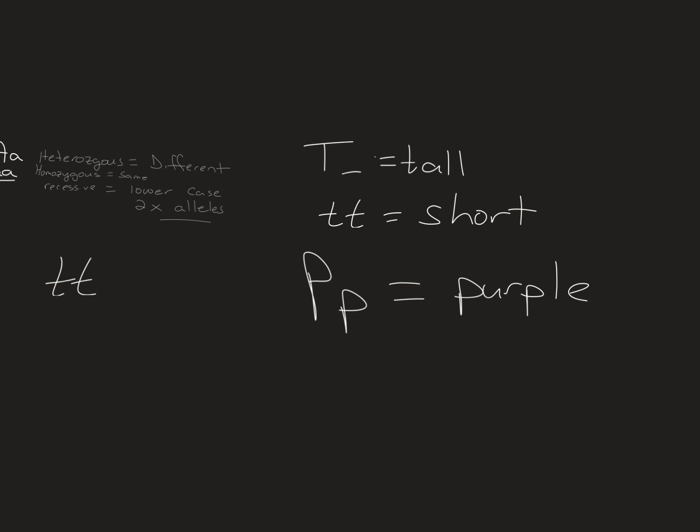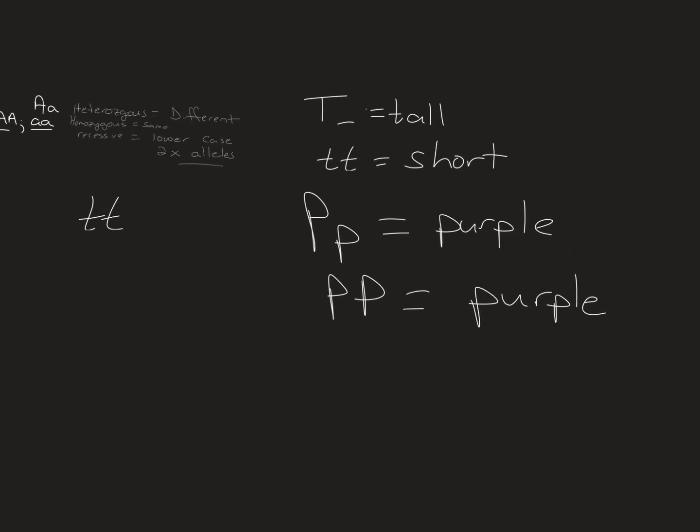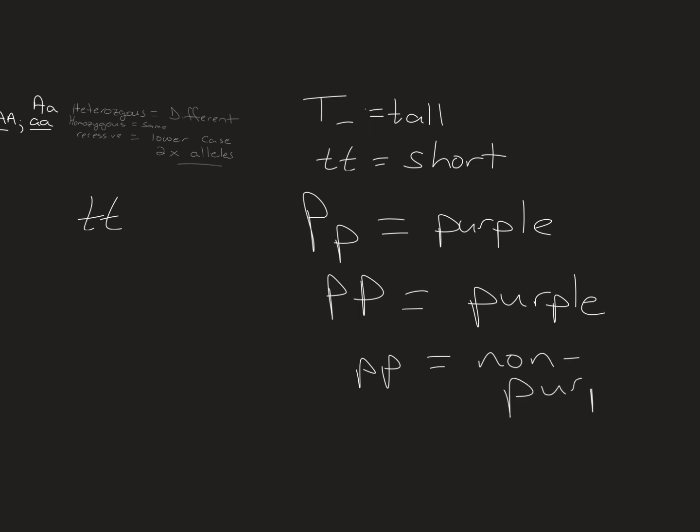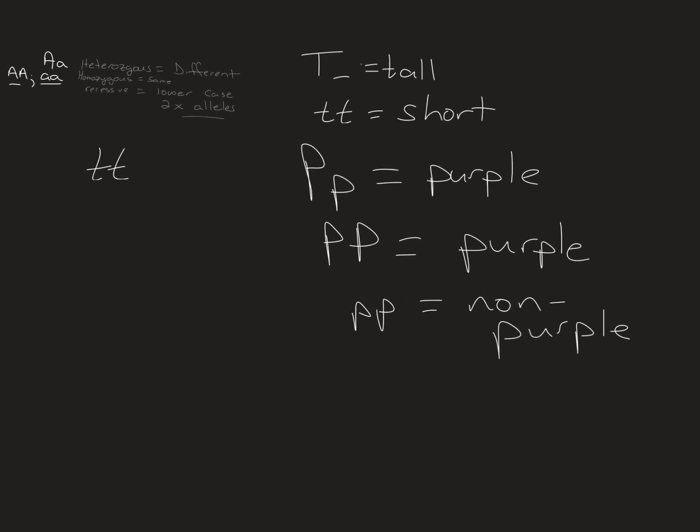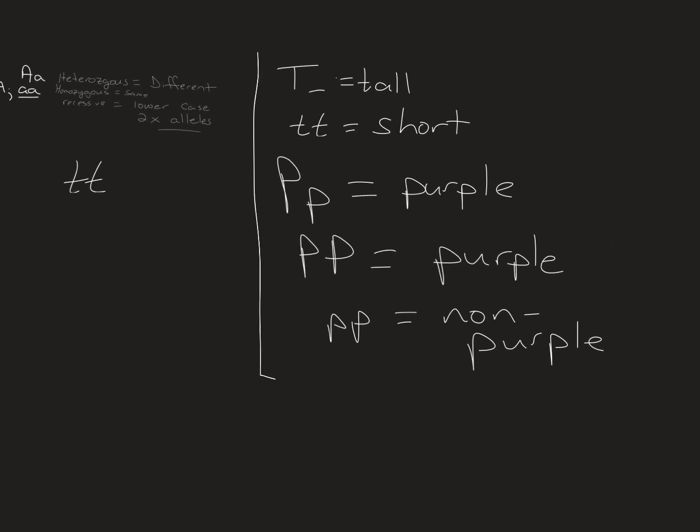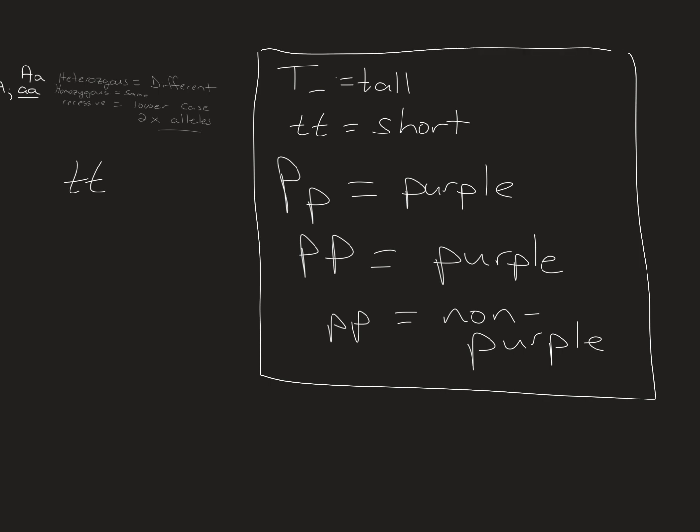So what's dominant? Purple. So purple's dominant. So PP would also be purple. And they don't tell you the other color, but you know that little p would be some color that's not purple. Of course, big T, little t, or big T, big T is tall. Are we good? That's all I need to know to answer this question. That's the only key I need.